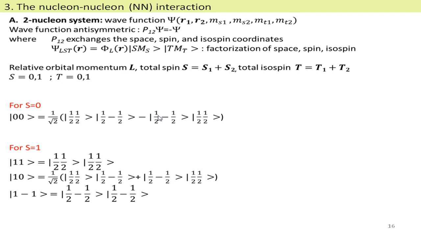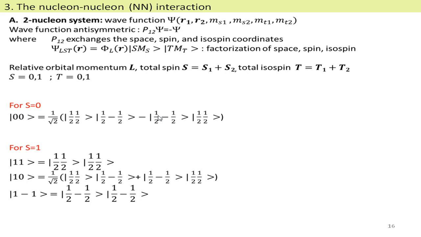So S here, capital S, is the total spin, and the total spin is 0 or 1, because you couple two spin 1/2, so the result is 0 or 1. And the same for isospin. Isospin is 0 or 1.